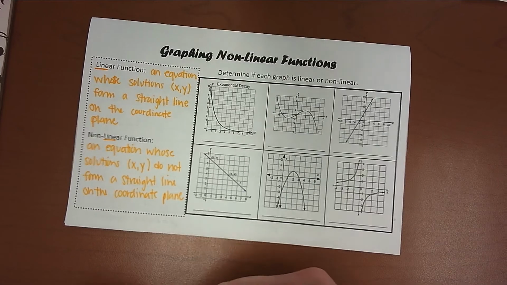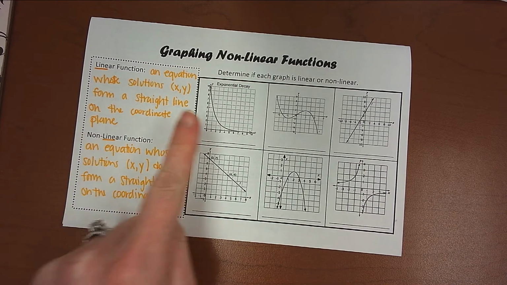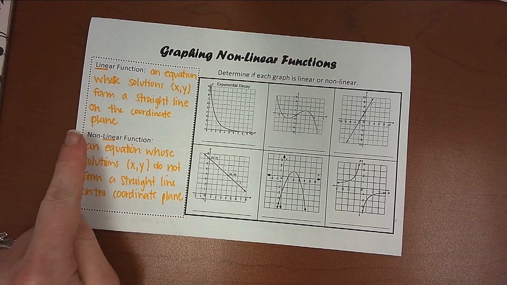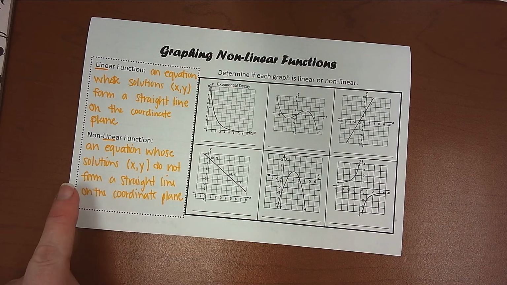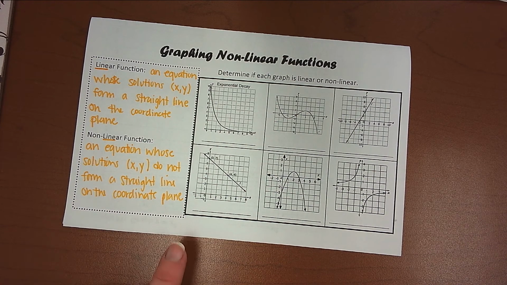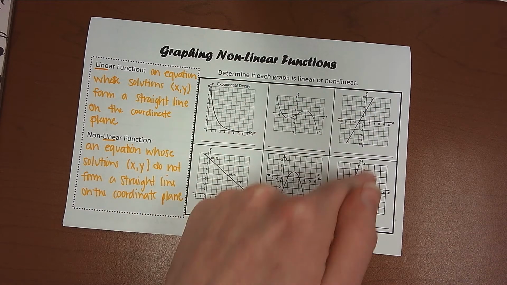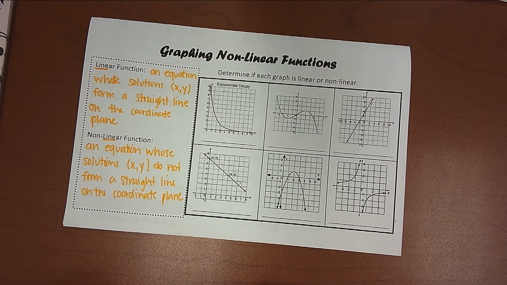So a linear function, an equation whose solutions x, y form a straight line on the coordinate plane, a nonlinear function, an equation whose solutions do not form a straight line on the coordinate plane. So then we've got a couple pictures of graphs here, and we're trying to decide if they're linear or nonlinear. Basically, we're looking for straight lines or not straight lines.